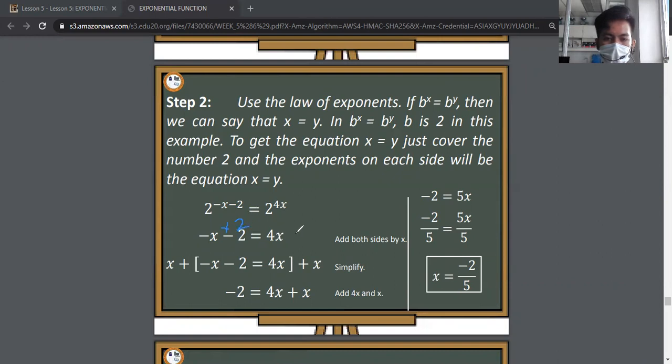Transpose po natin siya dito sa kabila. Gagawin po natin is combine like terms. So, ito pong negative x po yung lilipat po natin sa kabila, dahil sa kabila po, may kasama pong x. So, negative x plus x lagay natin dito. Then, plus x po dito sa kabila.